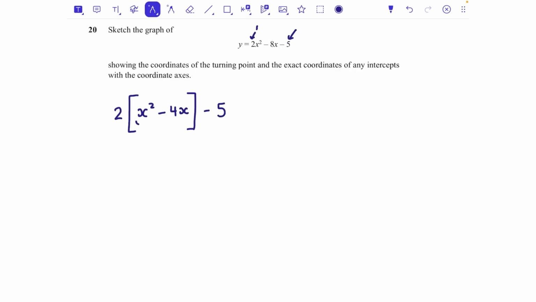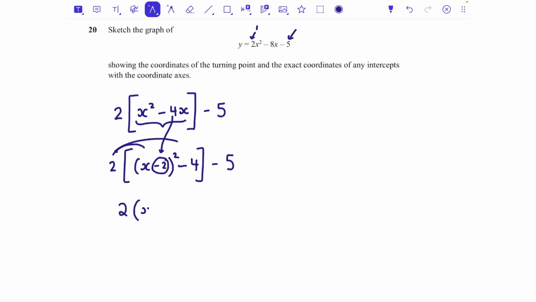Now, we're going to complete the square on this part, so that's going to be 2x minus 2 squared. Remember, for completing the square, you halve this number and then take away this number squared. So -4, and then we've still got the -5 there, and then bring that 2 back in. So that's 2 lots of x minus 2 squared, minus 8, because we're doing 2 lots of the -4, minus 5. So that is 2 lots of x minus 2 squared, minus 13.